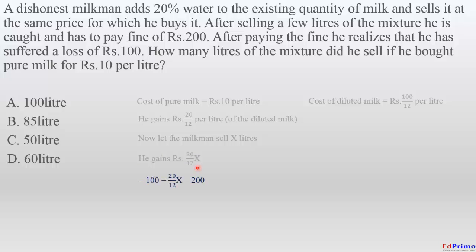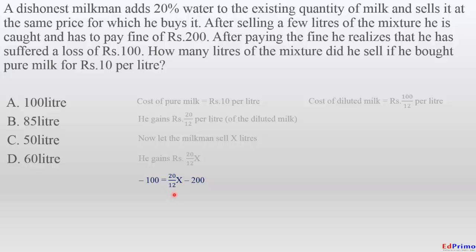When we have this, we can equate it to the loss that he is left with at the end of the transaction. He has a loss of rupees 100. So we are denoting this loss of rupees 100 as minus 100, which is the amount that he was left with after he sold the milk for the profit of 20 by 12 per liter, and after he paid a penalty of rupees 200.